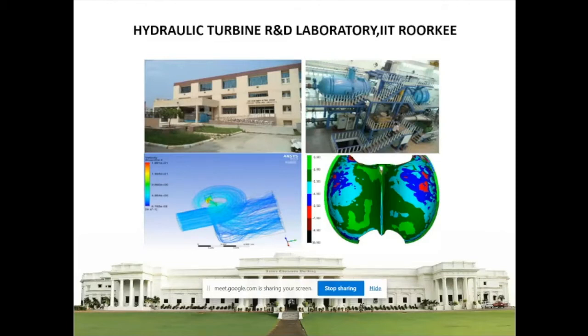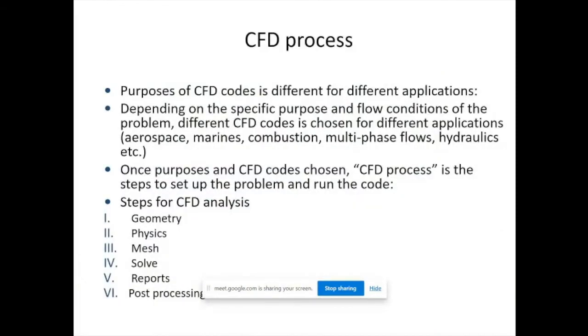Okay, so what is the process here? First, we need to make a geometry. Then we have to define the physics. Physics means what kind of differential equations we are going to solve. So in case of fluid flow problems, we basically solve the Navier-Stokes equations coupled with a turbulence model.